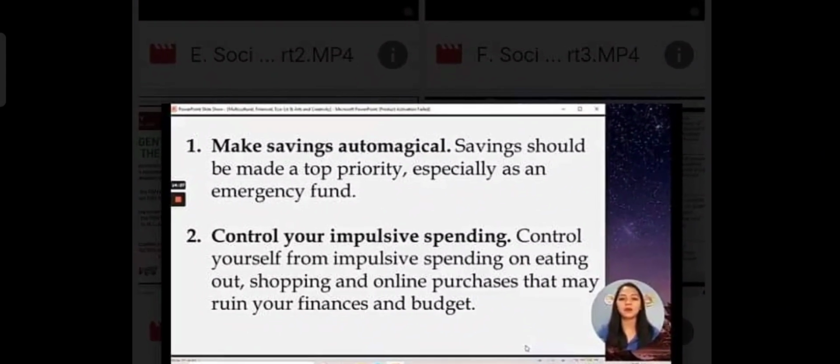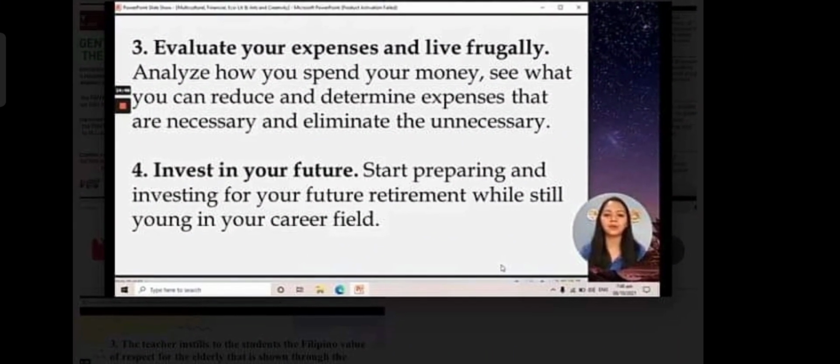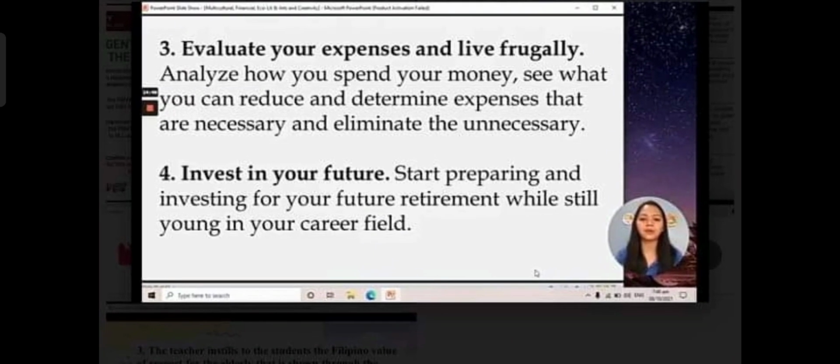One thing I can advise is to plant vegetables in your backyard, so that if you need those vegetables or food, you don't need to pay or exert much money for that. Evaluate your expenses and live frugally. Analyze how you spend your money. See what you can reduce and determine expenses that are necessary and eliminate the unnecessary. It is essential to distinguish between needs and wants. Slowly eliminate the unnecessary, the wants.